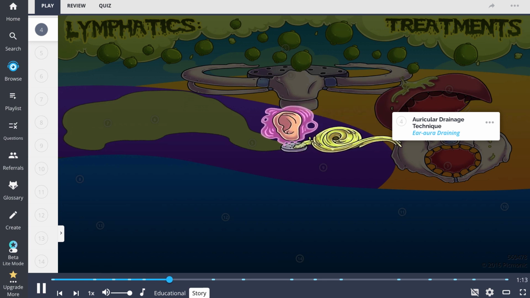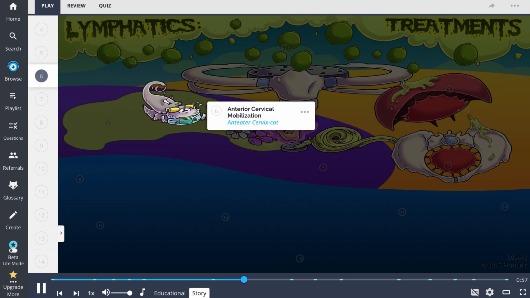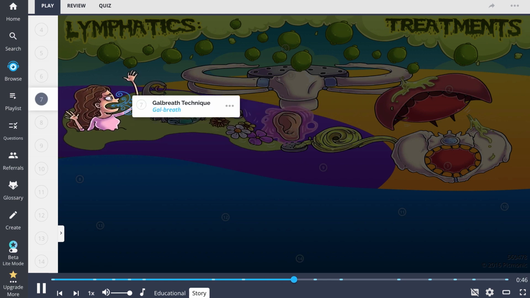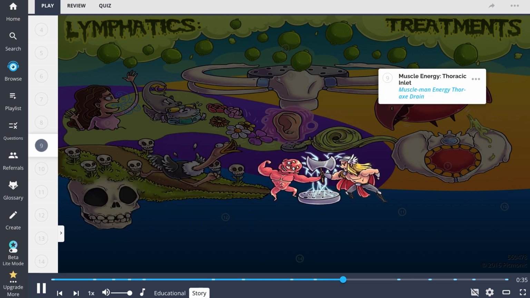It flows into the ear aura drain, swirling as it goes down, clockwise and counterclockwise. Flowing flowers get kicked up by the lime juice waves. But not everything is so pretty. An anteater with a cervix cat gets caught in the flow and washed downstream. They stay afloat by swishing their tails side to side. A gal struggles for breath against the pressure of the lime juice sweeping her along. The liquid culminates in a cranial field, flowing down the ostrich path. A muscle man twists his neck and combines his energy with Thor's axe to quell this citrusy storm.